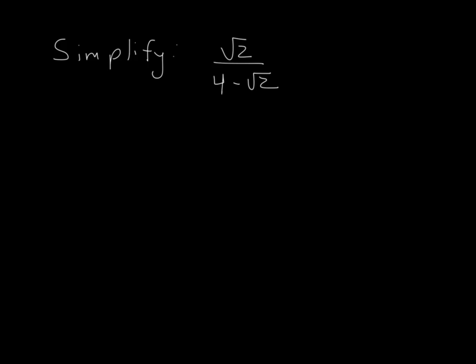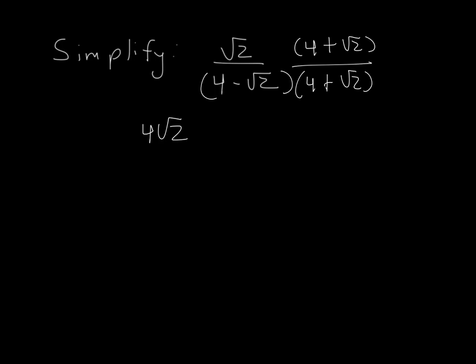So here we go. We're going to go 4 plus root 2, 4 plus root 2. And here we go. Numerator: 4 root 2 plus 2. I can show you that. It's this times this, which is root 2 times 4, or 4 root 2. That looks nicer like that. And then we distribute to here, and we get root 2 times root 2, which is just 2.